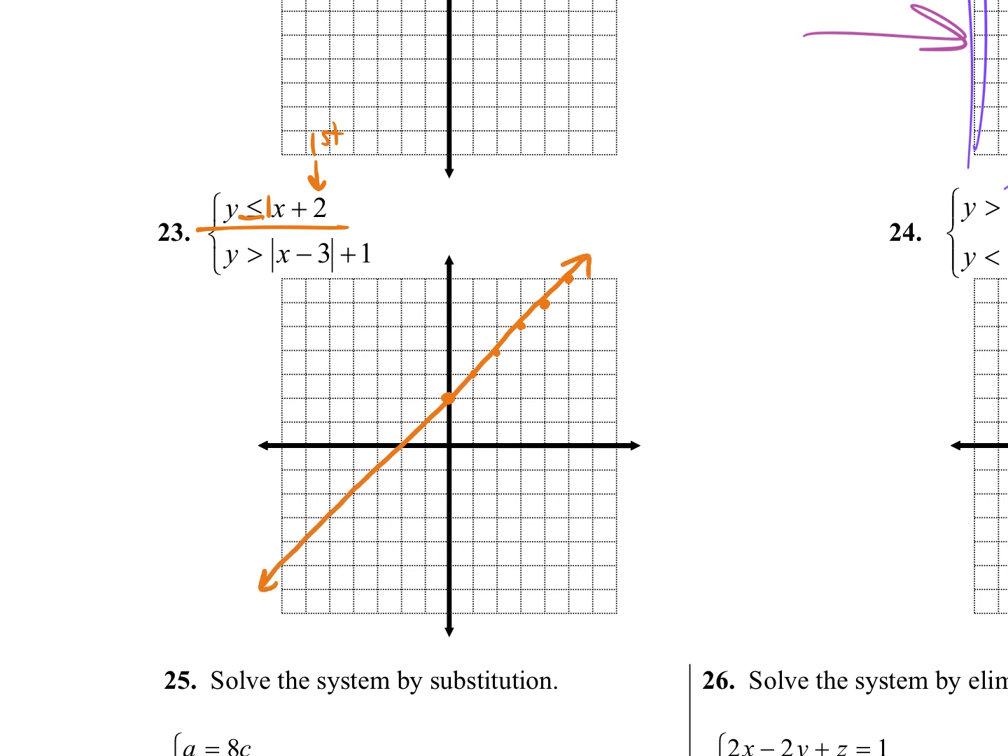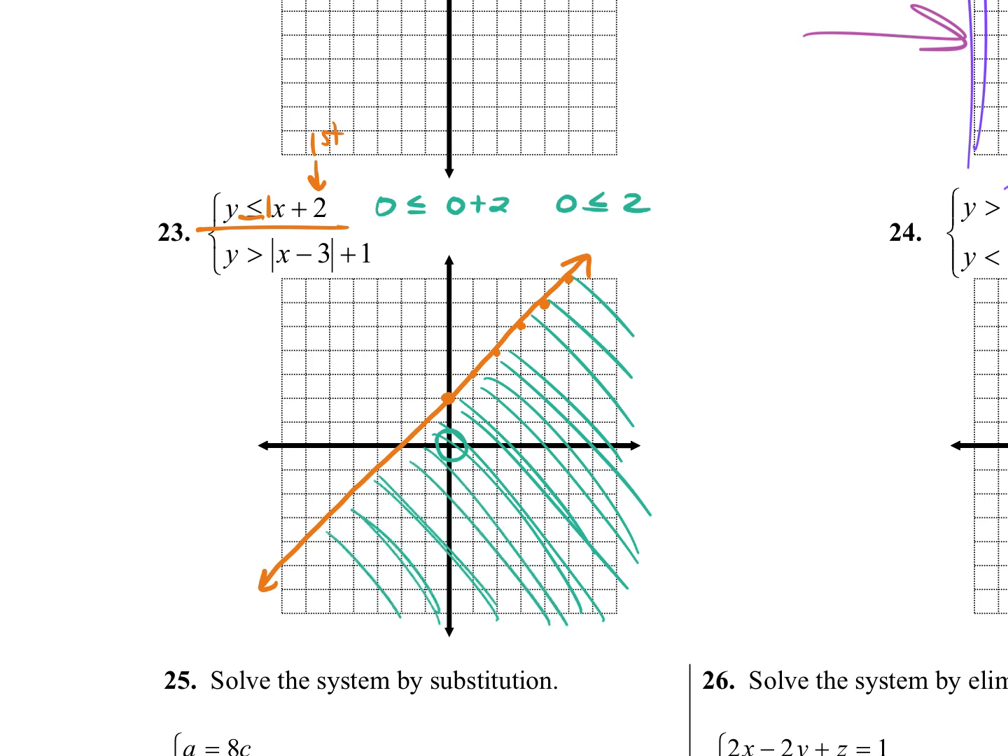And then what's a good point to plug in here to check it? 0, 0. So if I plug in 0 is less than or equal to 0 plus 2, then 0 is less than or equal to 2. Is that true? That is true. So where do we shade? Up and to the left or down and to the right? Where the 0, 0 is, right? If 0, 0 is true, you want to shade that side. So we want to shade this way because it was true. Okay, so there's your first one.